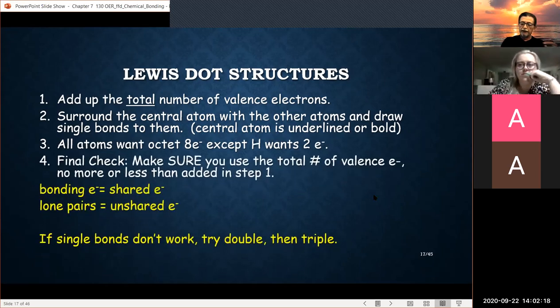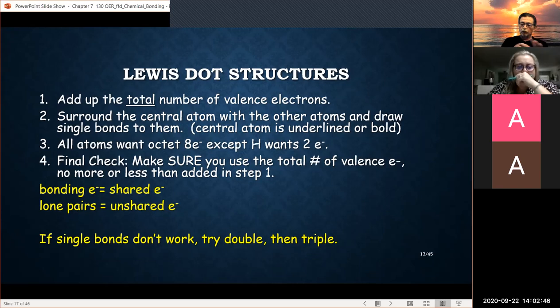Then we double check, go back and count, and make sure we still have the same number of valence electrons that we did in step 1. Then identify which ones are bonded and which ones are lone pairs. Remember, lone pairs are electrons on the central atom that are not bonded to anything; they're just sitting there, 2 dots sitting on the central atom.